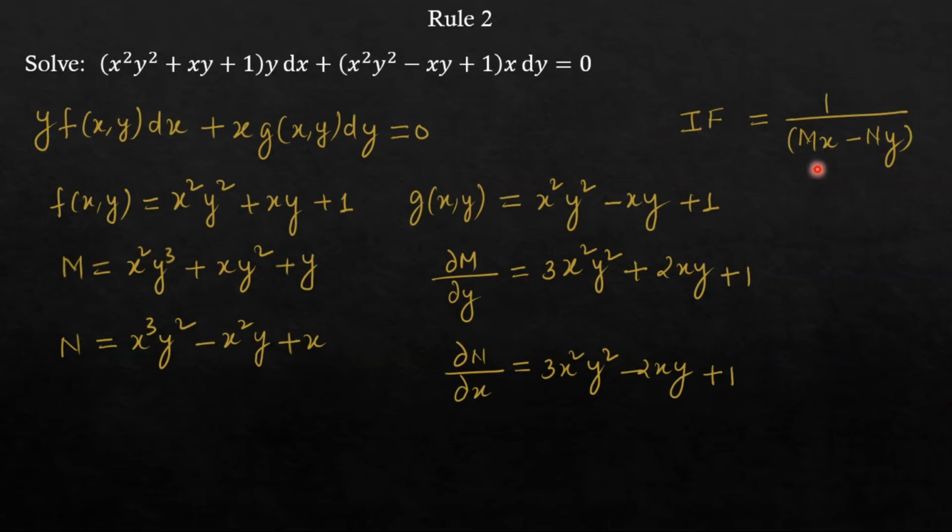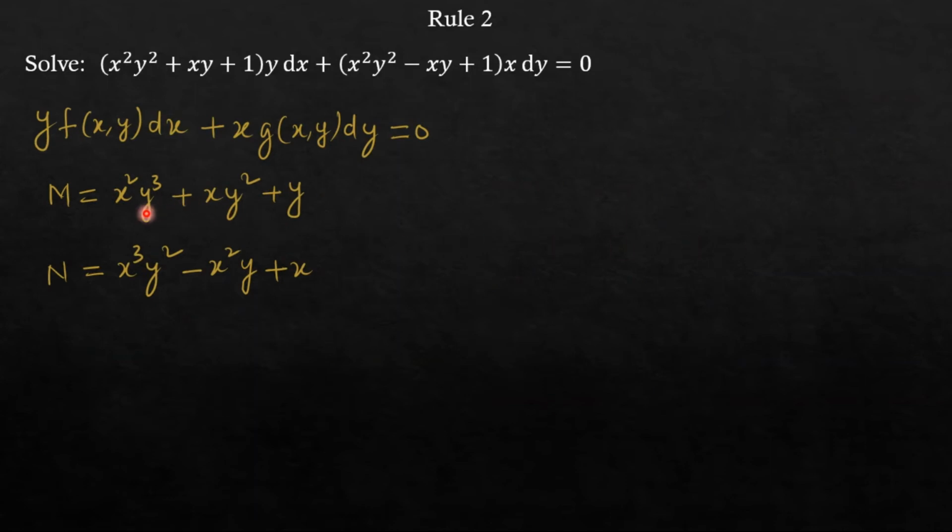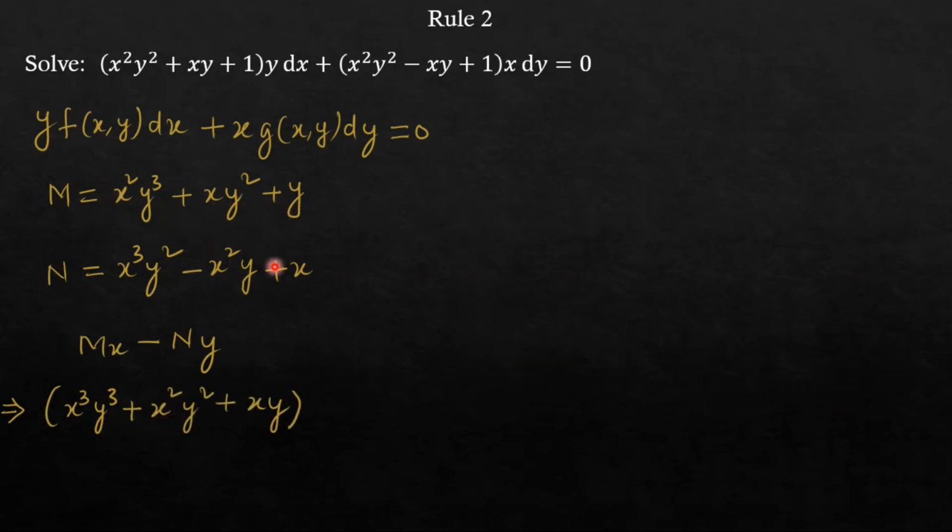So let us calculate Mx minus Ny. Here we have M and N. Mx minus Ny is equal to, if you multiply x with M, you will get x cube y cube plus x square y square plus xy, minus Ny. Multiply y, you will get x cube y cube minus x square y square plus xy. Now this term and this term will get cancelled, and this term and this term will get cancelled.